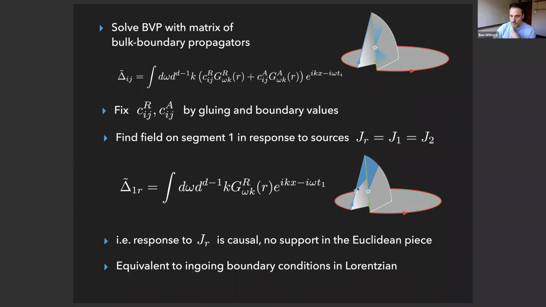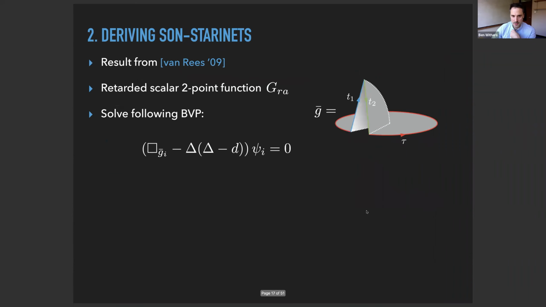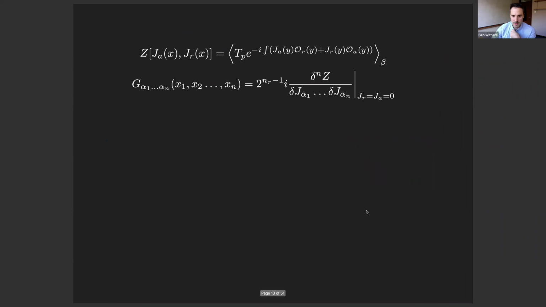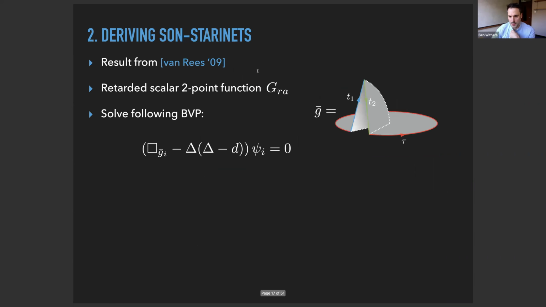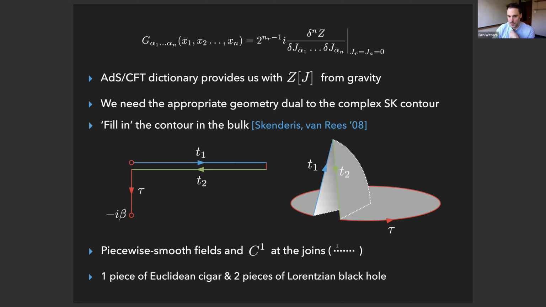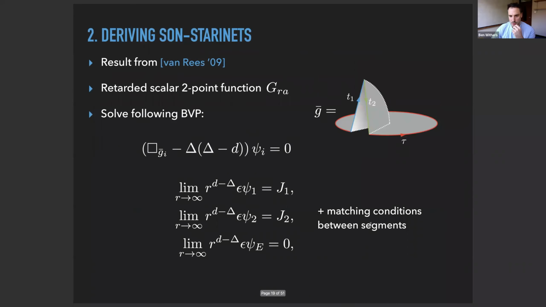And that encodes all of the, again, so if we go back to these things, these variations with respect to JR will generate these objects. And it's a bit difficult to see directly, but that follows from this contour ordering. So these commutators, these nested commutators, these theta functions all emerge from this contour ordering. And that contour ordering is guaranteed by this bulk infilling of the Schwinger-Keldysh contour. Okay. Thank you.